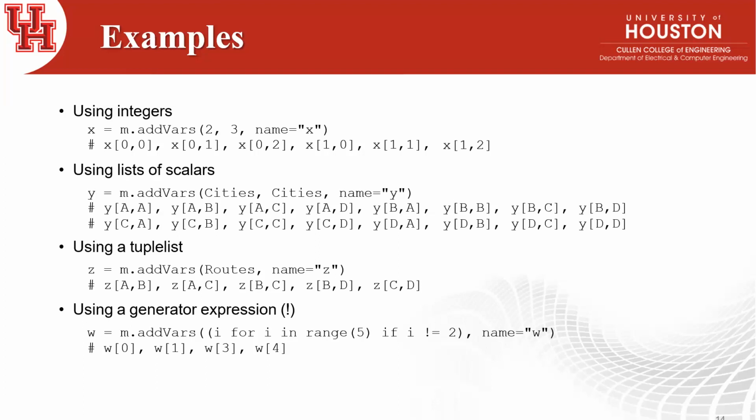We can also use a tuple list. Remember the routes: with the list routes we can establish 5 variables in total, because we have 5 elements in the list. And we can also use an expression in the Gurobi functions. For example, only when i is not equal to 2, we add a variable. So we have 4 variables: w0, w1, skipping w2, then w3 and w4.